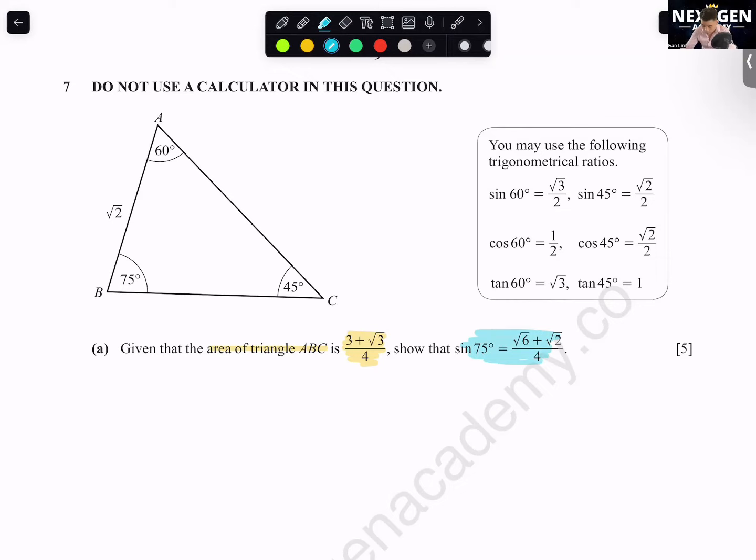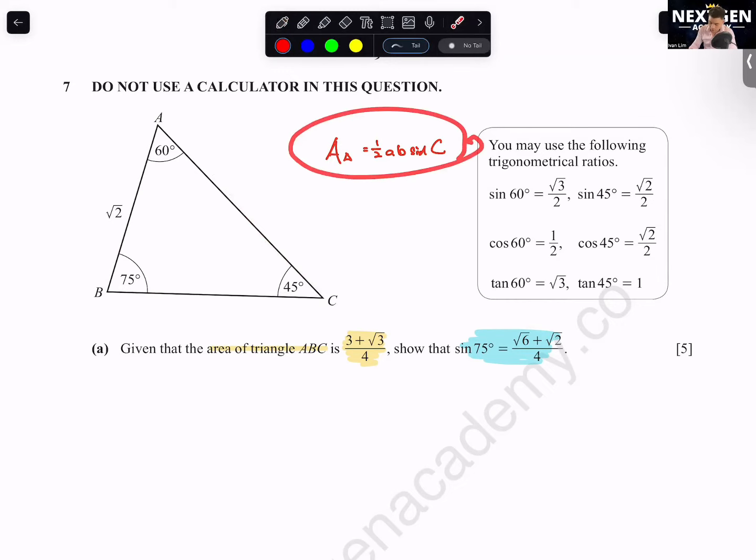All right, what do we need to do? This is a 5-mark question. Area of triangle. So we need to be clear first. Area of triangle, when it is not a right angle triangle, area means 1 over 2 AB sine C. Okay. We work backwards. They gave us the area here. They give us the area, but they want us to find sine 75. So can I say that I want to use this here as my AB? Because I can put in sine 75 here and then AB, and then equals to this one, right? Okay, so we need to work backwards from what they give us here.